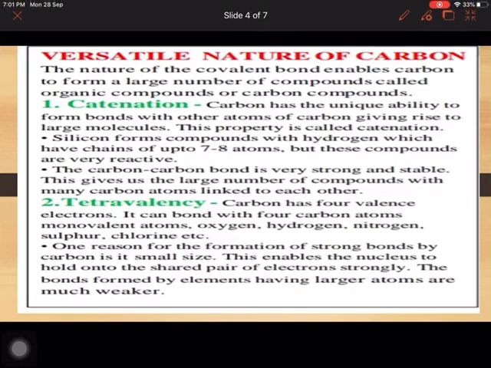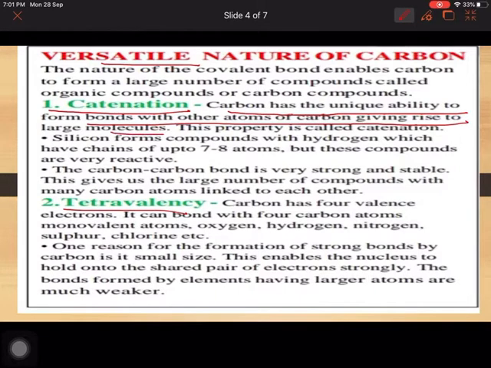Now why does carbon show a versatile nature? It is because of these two properties, catenation and tetravalency. Catenation means carbon has the unique ability to form bonds with other atoms of carbon, giving rise to long chains. This property is also seen in other elements like silicon, but long chains are not found, only 7 to 8 atoms combine, whereas in carbon unlimited chain structures can be formed.